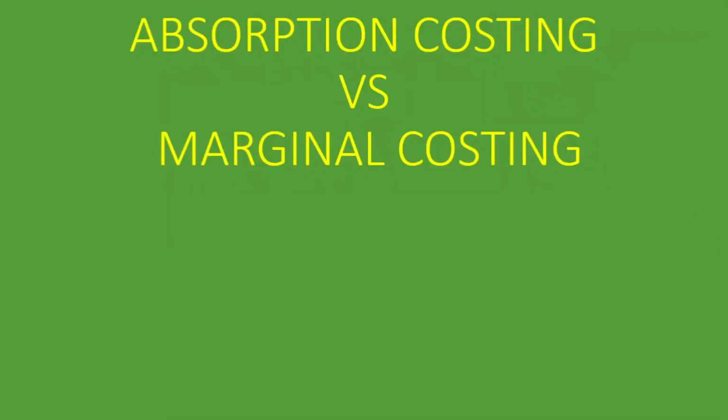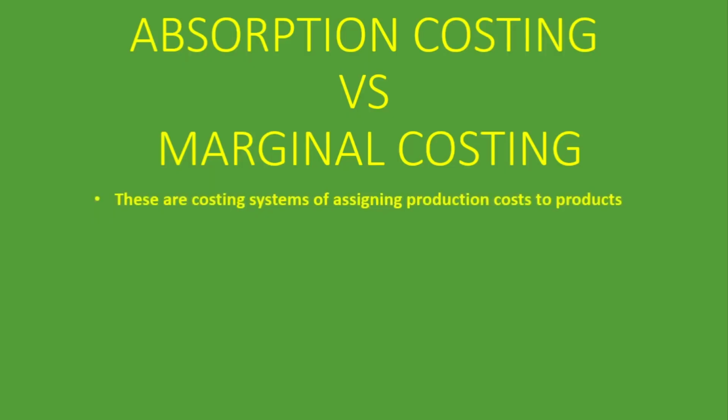Welcome to Countouts. In this lesson, we're going to be looking at absorption costing and marginal costing. We're going to be looking at the difference between the two and go through a thorough example which will help you understand the two costing methods very well. These are costing systems of assigning production costs to products. So that is what absorption costing and marginal costing do. They assign production costs to products, and we'll see where they differ.